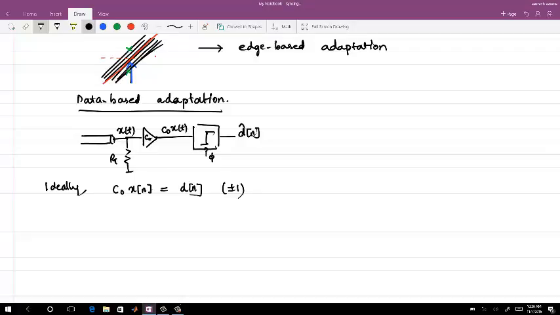And if it does not, then what happens? If it does not, then there exists an error with every sample value, which is equal to C naught times x of n minus d of n. This is the error, so I can calculate this error, plus minus.